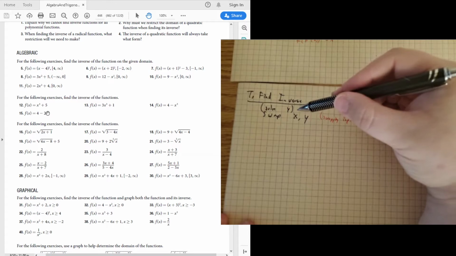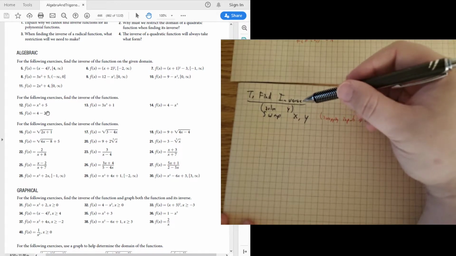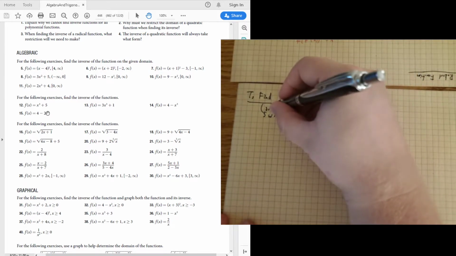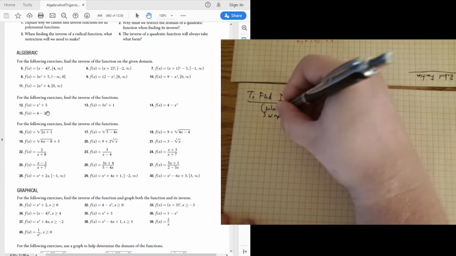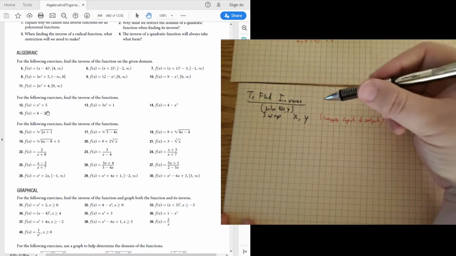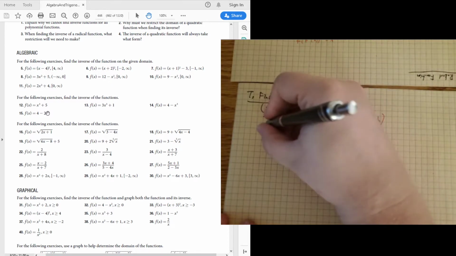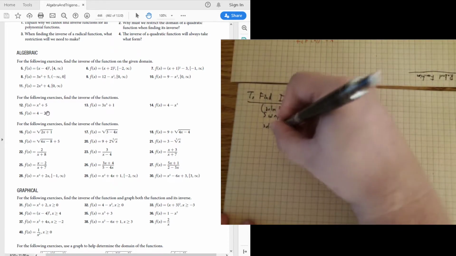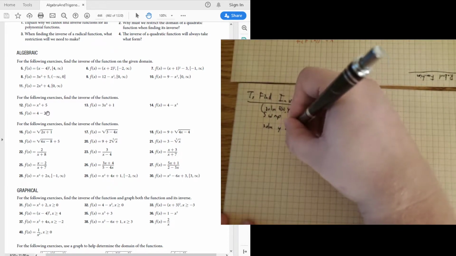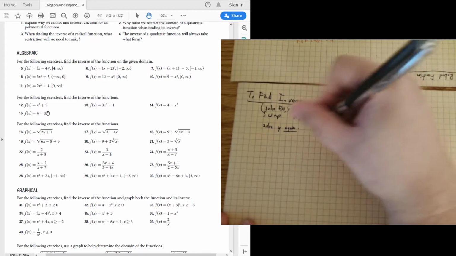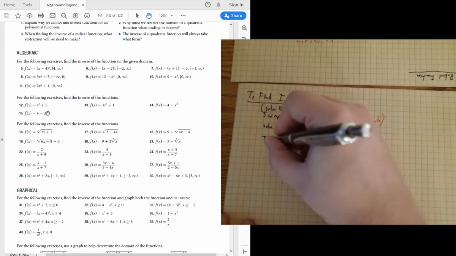Once we swap them, so usually this is already solved for y. Right? That's how most functions are. And if it's not solved for y, it's solved for f of x. So what we're going to do is swap x for y, and then we're going to solve for y again. And this will be our inverse function.